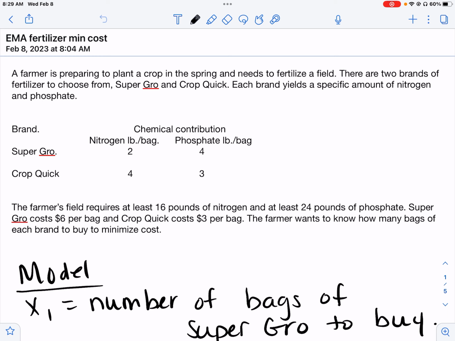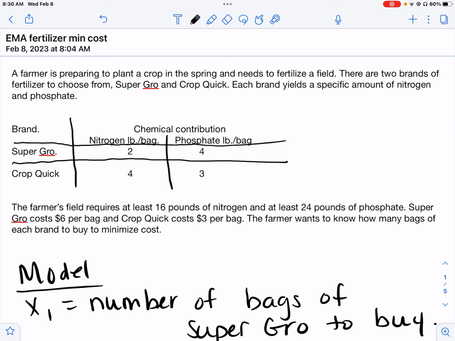Okay, so here we have our table. We've got nitrogen and phosphate, Supergrow, and Crop Quick. So Supergrow gives 2 pounds of nitrogen in a bag. Crop Quick gives 4 pounds of nitrogen in a bag. Supergrow has 4 pounds of phosphate. Crop Quick has 3 pounds of phosphate.